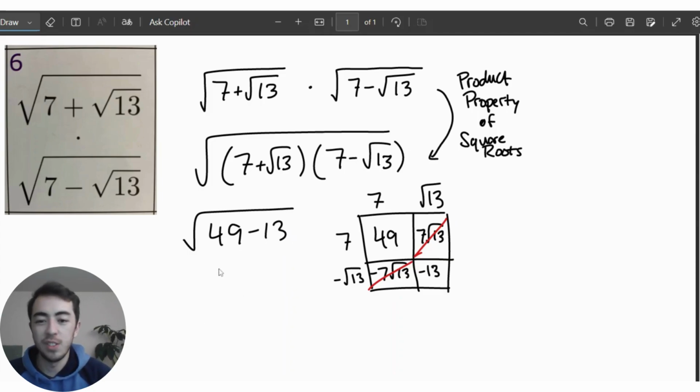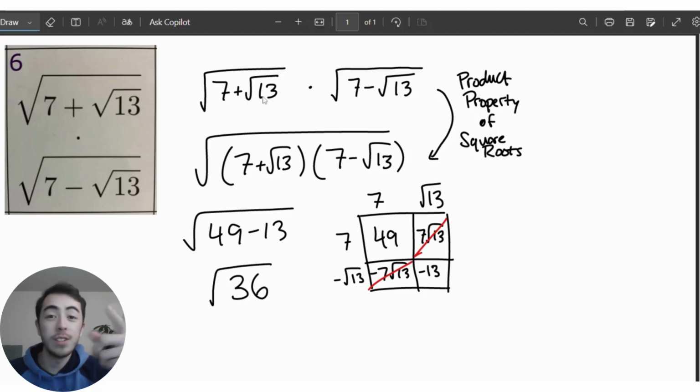Now that subtraction isn't too hard. 49 minus 13 is just 36. And there's that 36 that I was hoping for from the start. I know that 6 times 6 is 36. So going backwards, the square root of 36 is just 6.